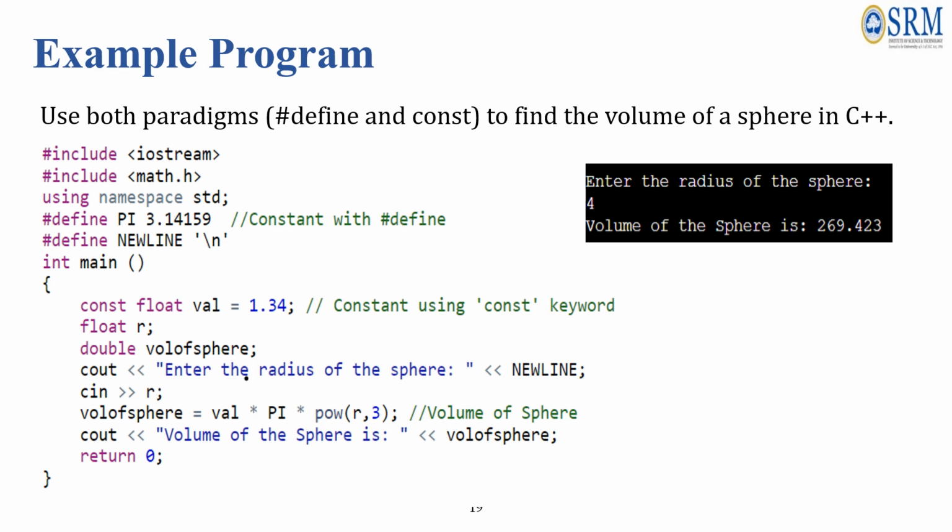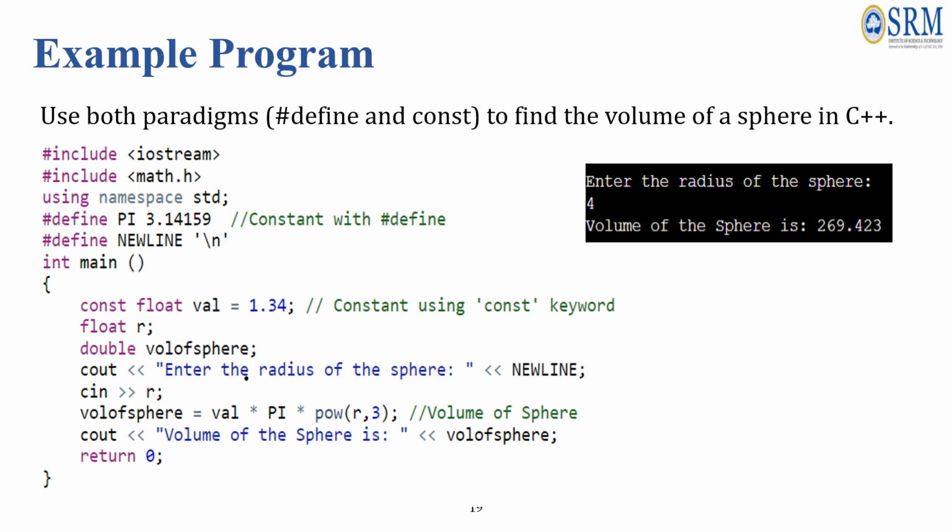Similarly, hash define can also be used for defining a new line. New line is nothing but the name given to the constant, and \n automatically provides a new line. So that can also be used. I just wanted to describe this new line, so I have used this preprocessor directive here for defining the constant new line. And in the program we have float VAL, where VAL is equal to 1.34. Here VAL is the name of the constant that is assigned the value 1.34, and it cannot be changed over time.